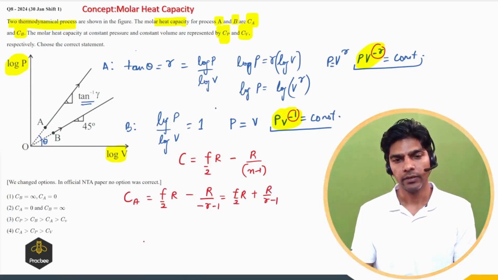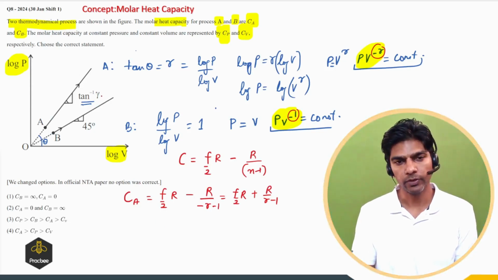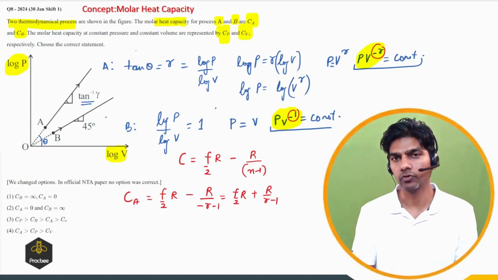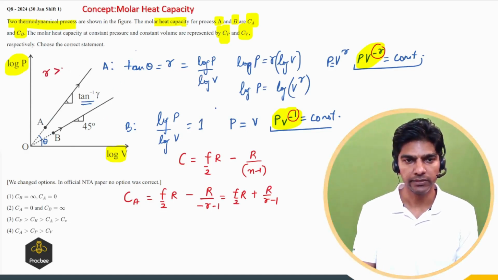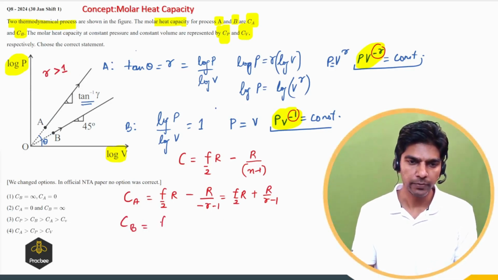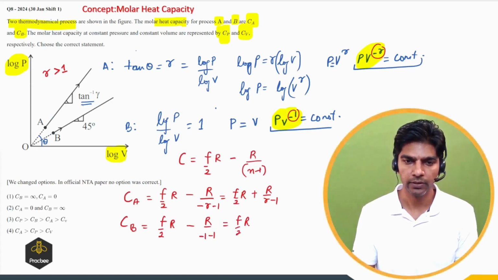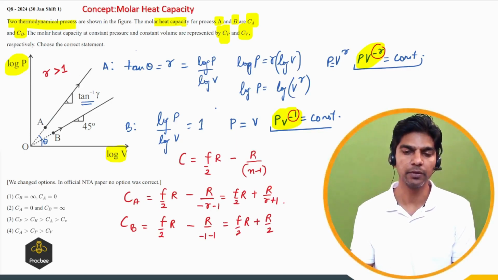And we know that this gamma value will be greater than 1, because the slope of the first graph A is more than the slope of the second graph. So we know that from the graph, gamma is greater than 1. Now let us see the molar heat capacity for the second process. That will be f by 2 R minus R divided by minus 1, so f by 2 R plus R by 2. Okay, sorry, here we have gamma plus 1, not gamma minus 1.